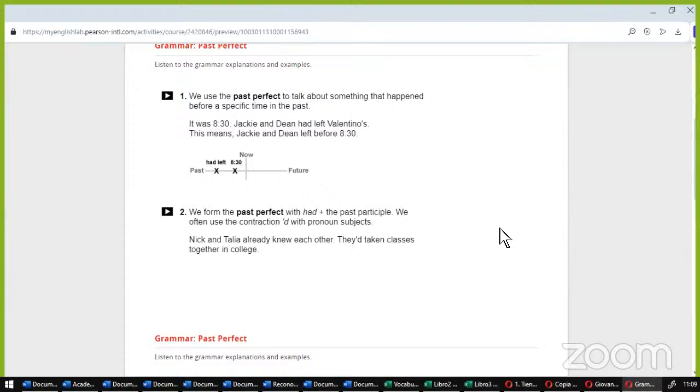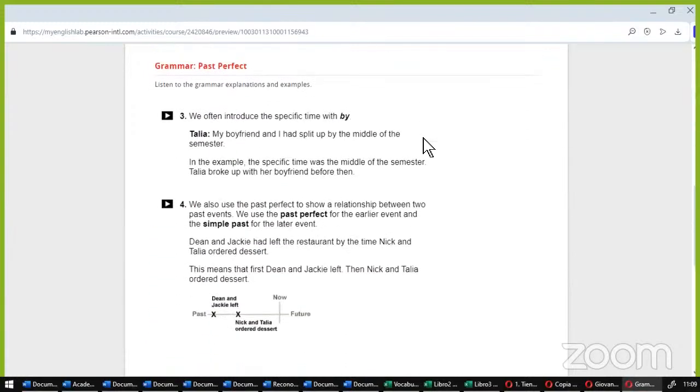We form the past perfect with had plus the past participle. We often use the contraction 'd with pronoun subjects. Nick and Talia already knew each other. They'd taken classes together in college. Continue, please.